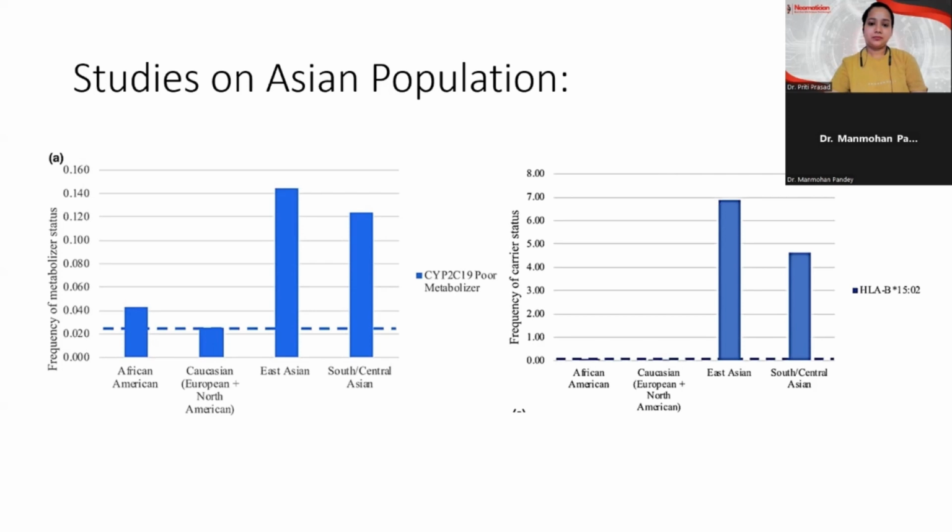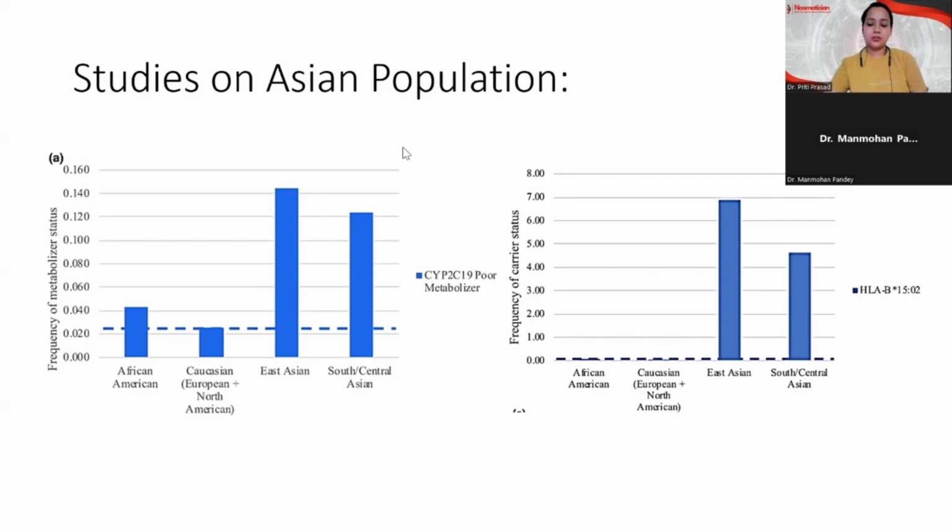So this means pharmacogenomics is recommended because it applies to our Asian population also, where we cannot take drugs that are one-size-fits-all. Next slide, please.